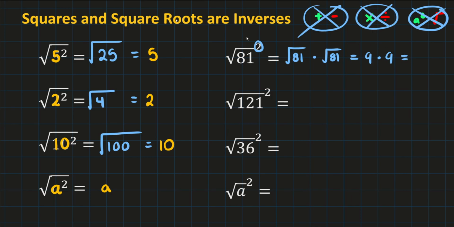And what's 9 times 9, my hard-rocking amigo? It's 81. Wait a minute. You're telling me the square root of 81 squared is 81? That's exactly what I'm telling you. Oh my gosh. That's crazy.